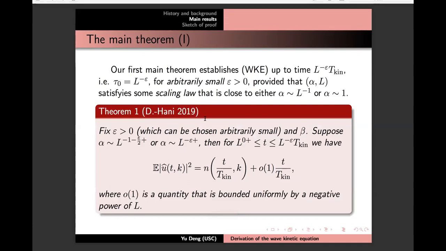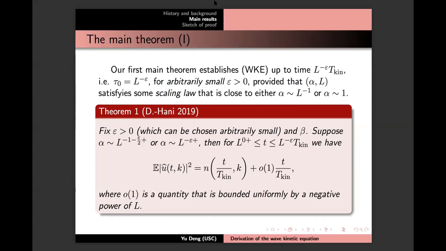Now we're ready to state our main theorem. Our main theorem establishes the wave kinetic equation up to time L to the minus epsilon times the kinetic time scale, with tau 0 equals L to the minus epsilon for arbitrarily small epsilon. So we're getting almost to the kinetic time scale, up to arbitrarily small positive polynomial loss, provided that alpha, the strength of nonlinearity, and L, the size of the large box, satisfy some scaling law that is close to either alpha equals L to the minus 1 or alpha equals 1. We found there are particular favorable scaling laws that perhaps make the problem behave better.